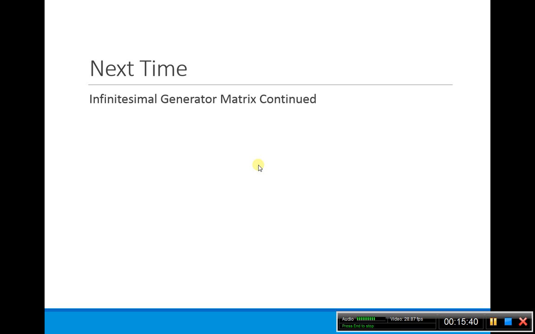So in the next lecture, we're going to finish the infinitesimal generator matrix, and we're going to put all these rates together and figure out how to use them to get our infinitesimal generator matrix.